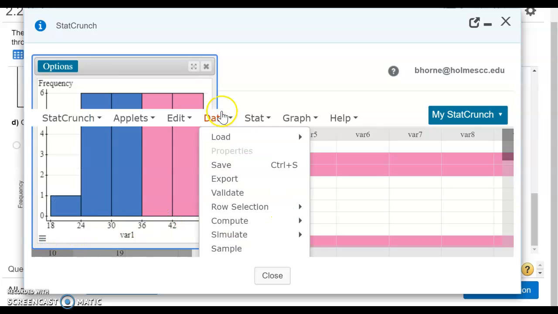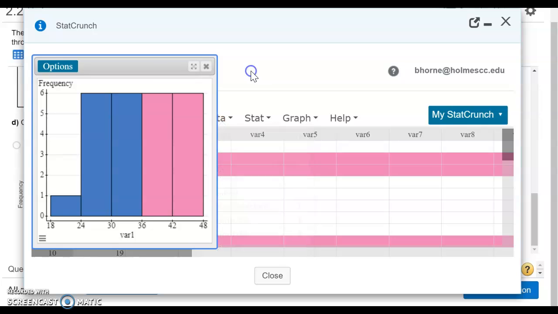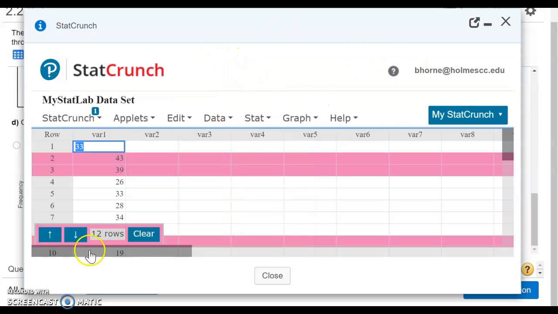I think there's a way to do the frequencies in StatCrunch. I'll have to look at that a little bit more, but I think that calculating the frequency, the relative frequency and cumulative frequency is pretty straightforward. But if you have any questions, please let me know.